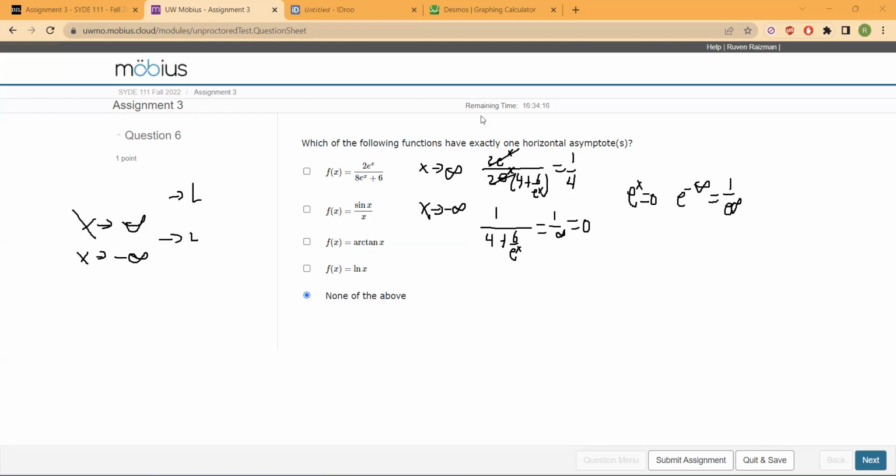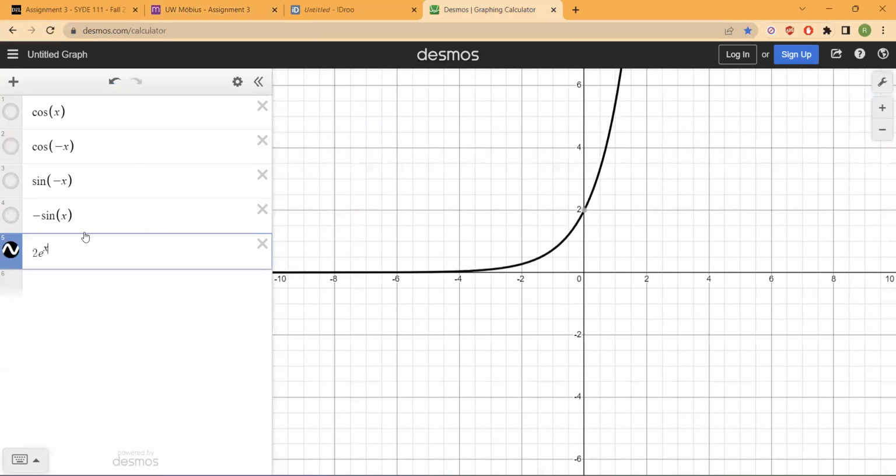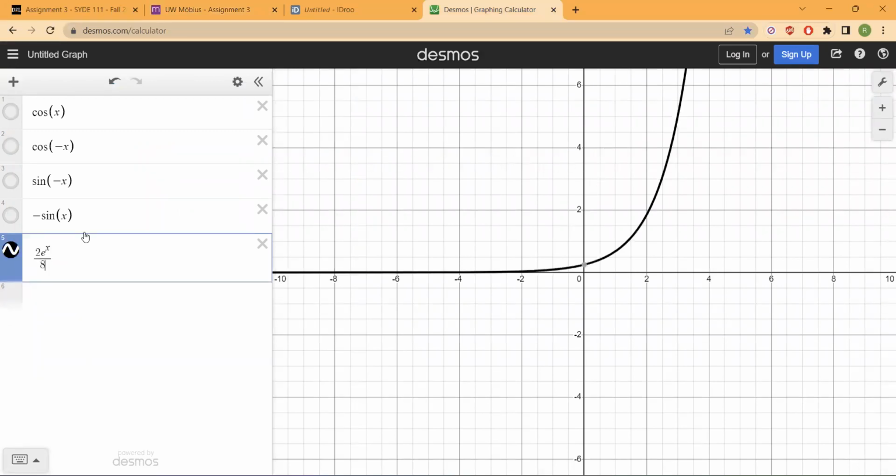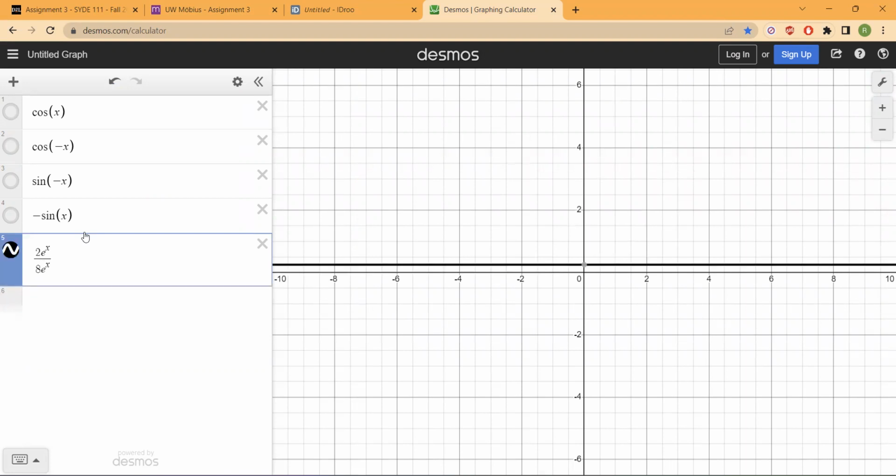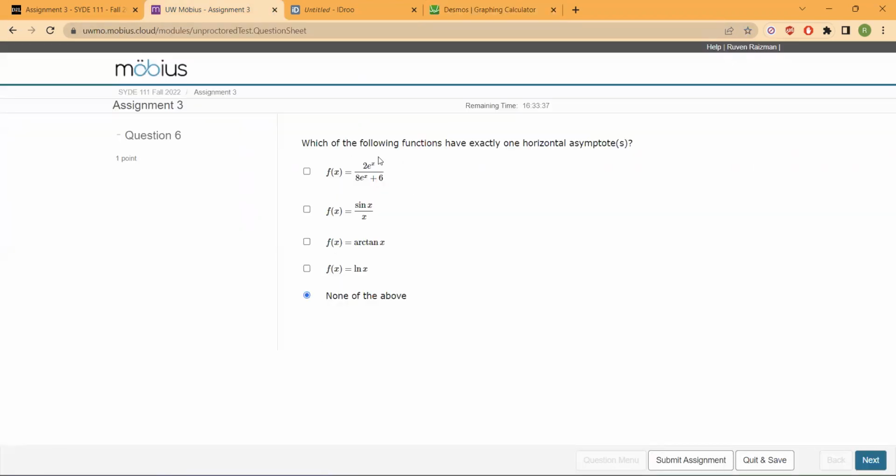If you don't believe me, let's check. We have our good friend Desmos. So if we do our Desmos, and I can clear all my drawings, it was 2e to the x over 8e to the x plus 6. And as we see, over here we have a limit of 0, and over here we have a limit of 1/4. Cool. So one horizontal asymptote, but we got two.